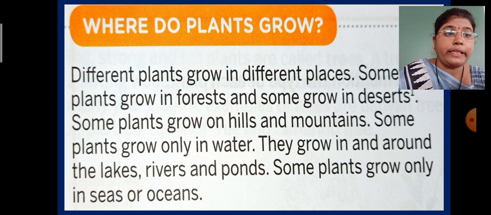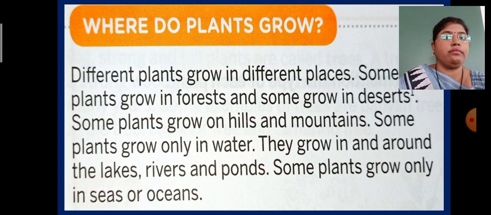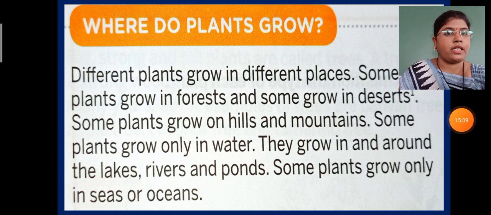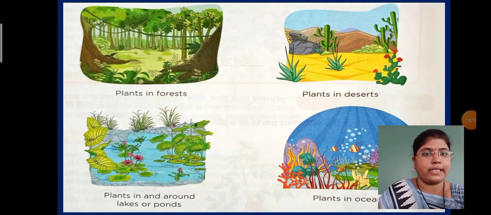Okay, they grow in and around the lakes, rivers, ponds. And some plants grow only in seas and oceans. Okay, children. So let us see the different pictures. Means you will identify. See, these are the different pictures.